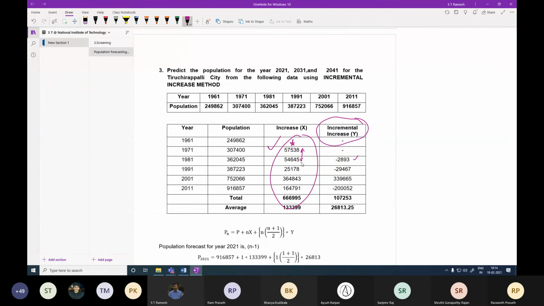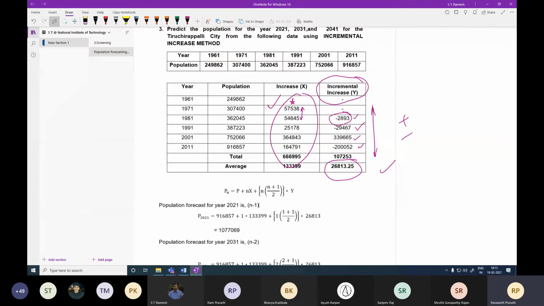This value is 54,645 minus 57,538. This could be the minus value. And the second one, 25,178 minus 54,648. This is a minus value. Here it is positive, 3,64,000. That's what I told you. From 1991 to 2001, there could be an increase in population because of growth or some policy decisions by the government. So this could be positive and negative. Now you just add the positive values and also the negative values. You may get the incremental increase value, that is the total. Is it okay?